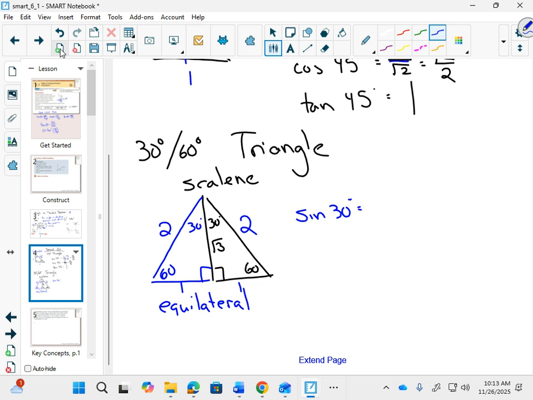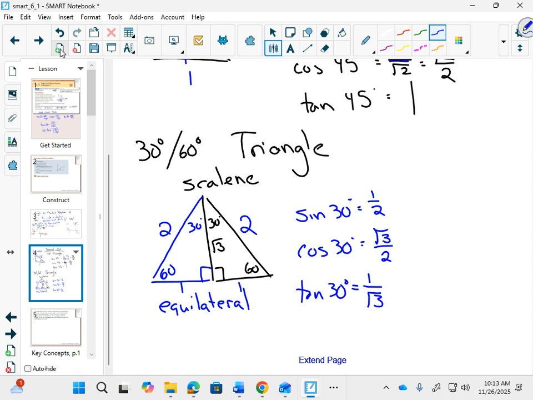Where's my 30? Right here. What's opposite over hypotenuse? It is exactly a half. Cos of 30 degrees: adjacent over hypotenuse, the square root of 3 over 2. And tan of 30 degrees: opposite over adjacent, 1 over root 3.